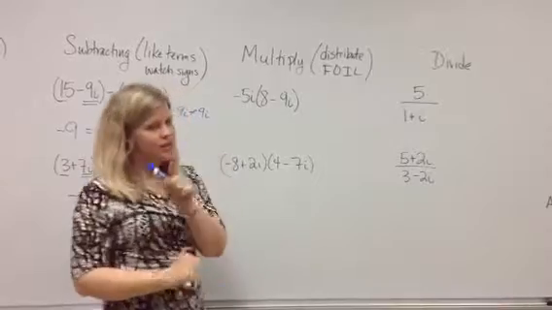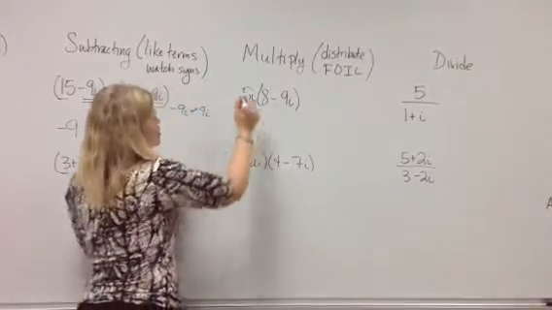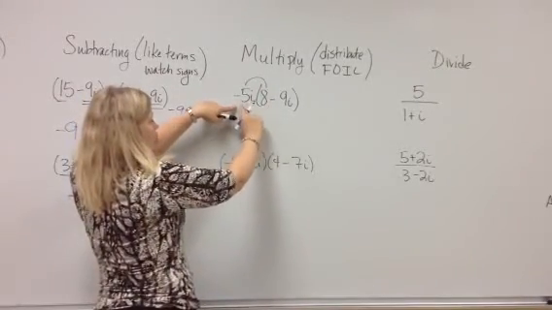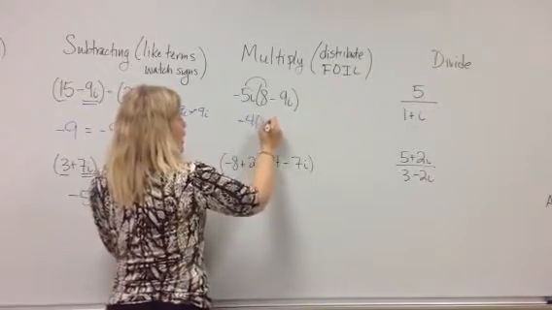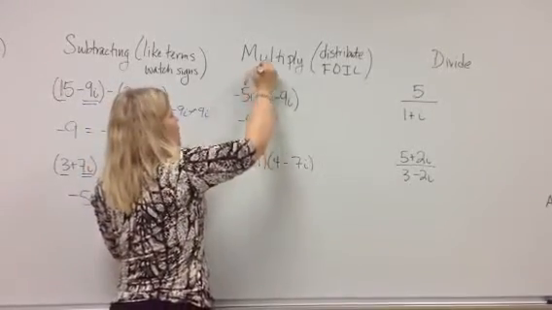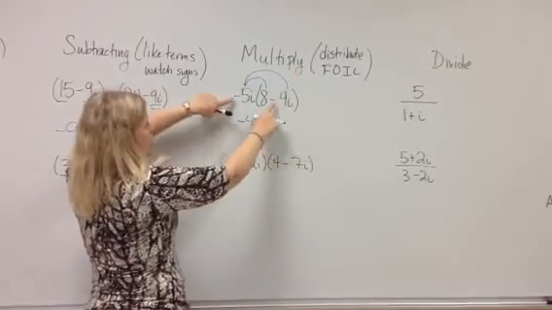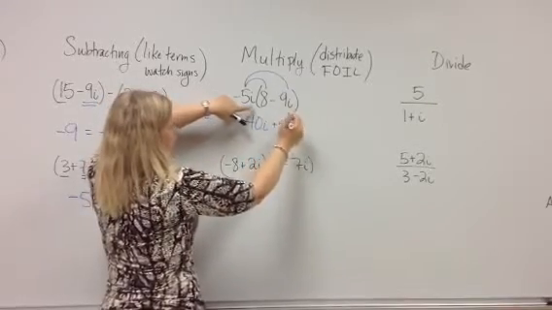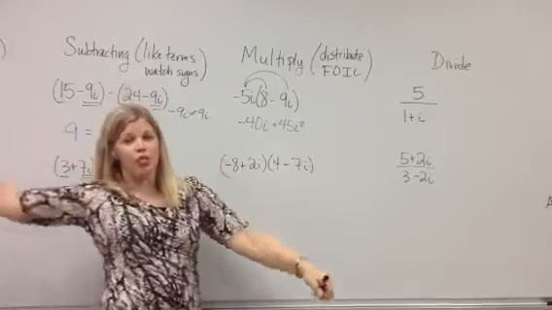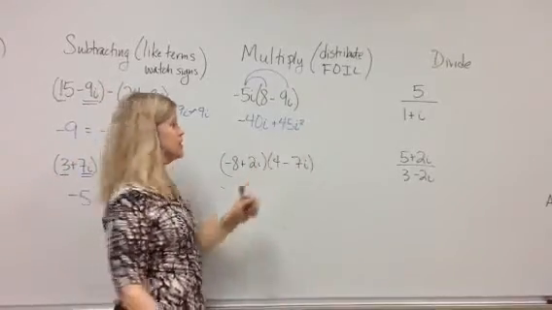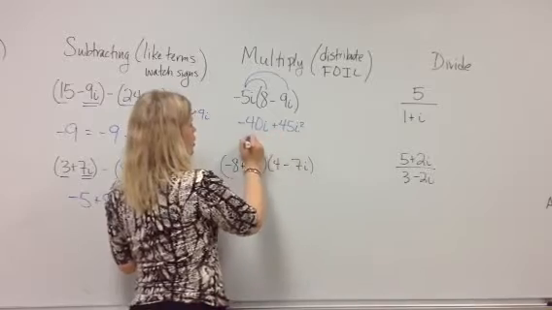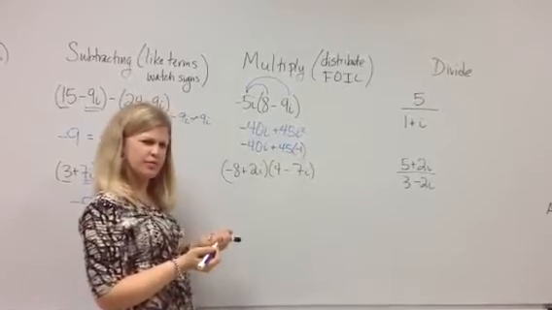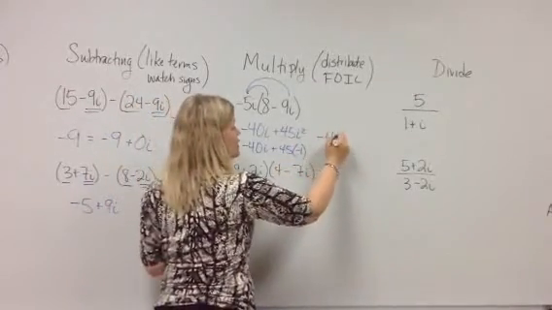Now, this one does get a little bit trickier. If you're going to distribute, like in this example, negative 5i times 8. Well, negative 5 times 8, that's negative 40i. Okay? Negative 5i times negative 9. Now, do your signs. Negative times negative is a positive. 5 times 9 is 45, and i times i is i squared. But if you think way back, what did we say i squared was the same as? Oh yeah, negative 1. So this is really 45 times negative 1. Now what is 45 times negative 1? Oh, negative 45, and that's the real part.